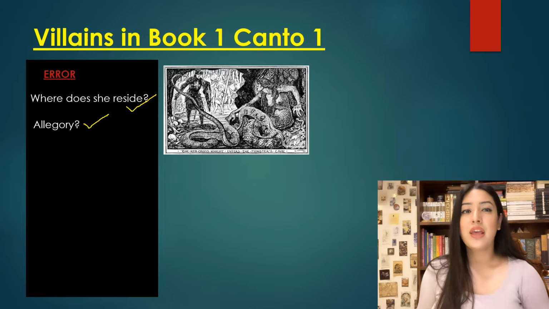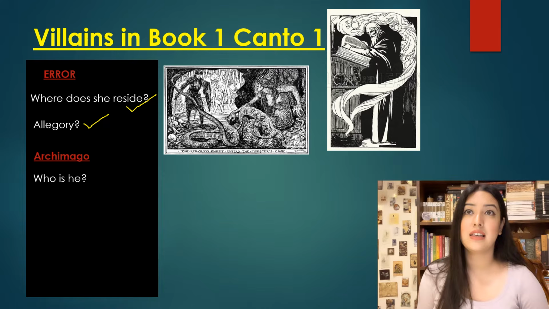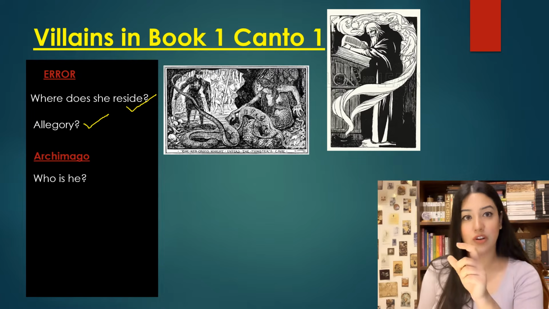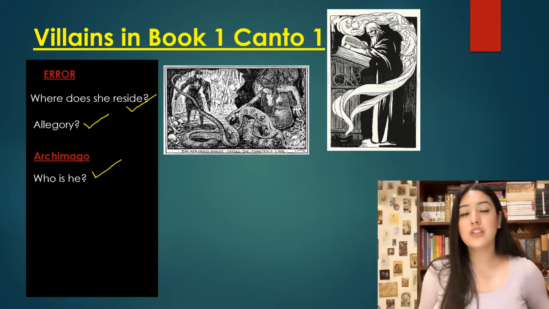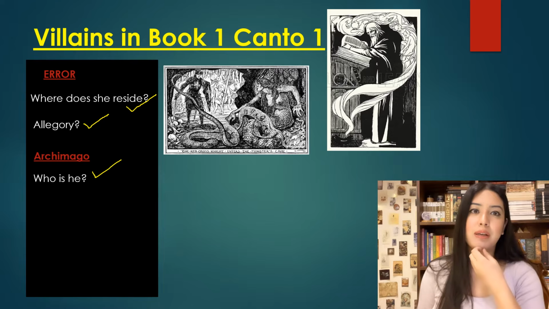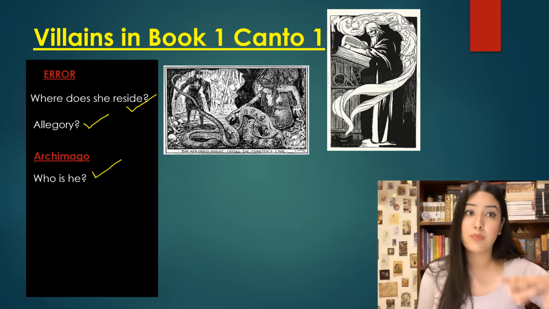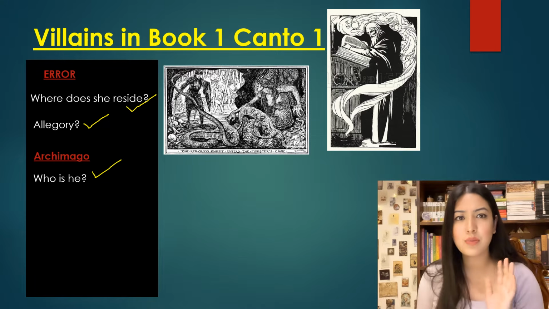So this is Error. Then we have Archimago. So Archimago is the villain, and he is introduced right in Canto 1, Book 1. And the literal meaning of his name is Arch-magician, Arch-imago, or Arch-image. So Archimago is an evil sorcerer, okay? But when we first meet him, we see him as a genuine hermit. He takes many forms, actually, not just a hermit. As the book progresses, you'll see that he takes many forms. And when we first meet him, he seems to be very genuine.